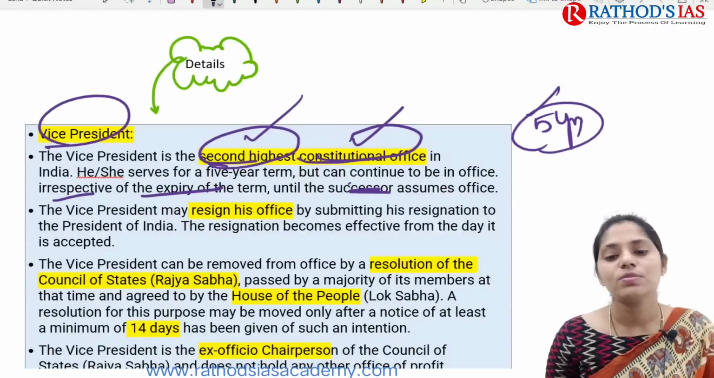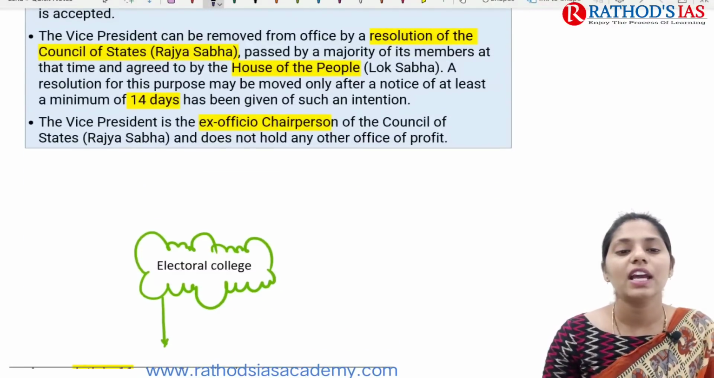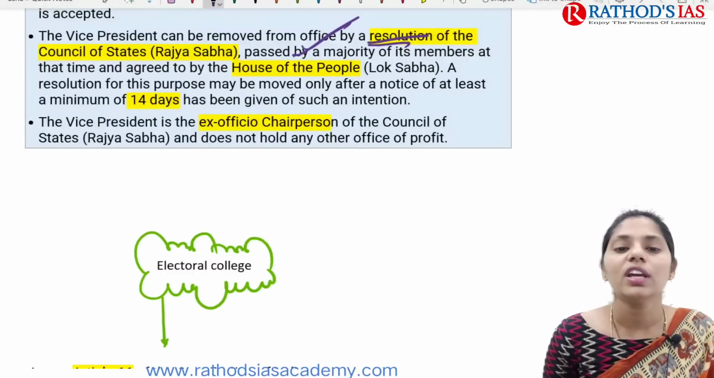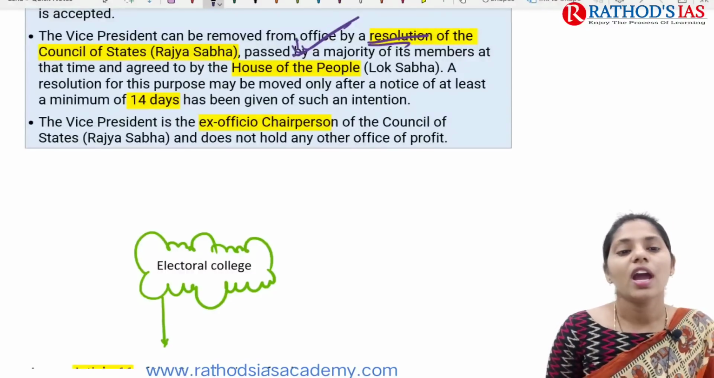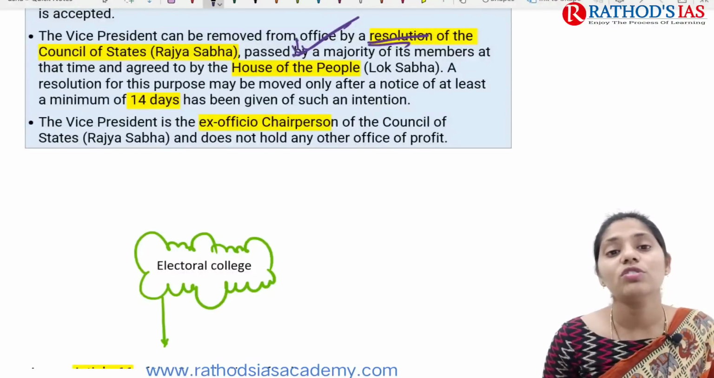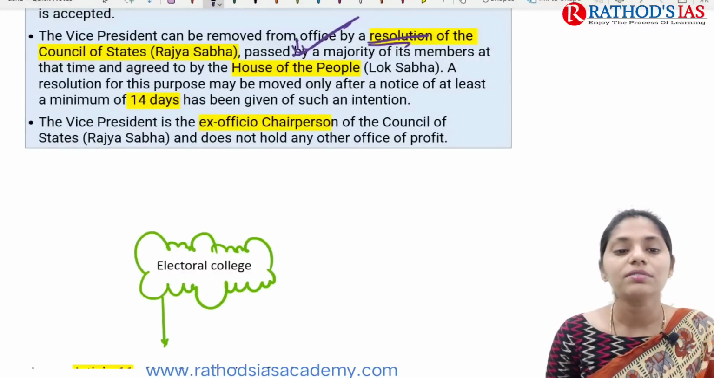So until the successor assumes the office, the office will be continued by the former vice president itself. And the vice president can be removed from office by a resolution. So they can come up with a resolution and they can be removed. And one more important point here is that for the resolution which is going to be passed here, the majority is very much important.